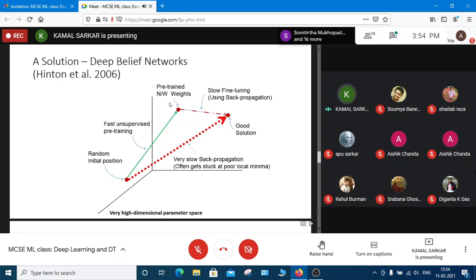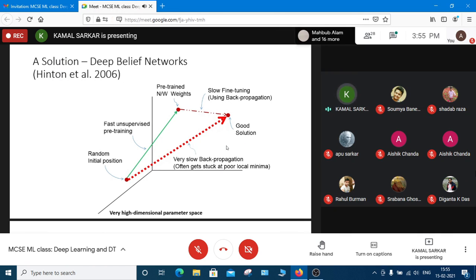Whenever you are pre-training the model, it takes you very close to the solution point, and whenever you are fine tuning, you are quickly getting the solution. This is the idea. Using the pre-training, we are getting very close to the solution point, and now, whenever you apply the fine tuning, you quickly get a good solution. That is why deep belief networks, which are actually deep neural networks, use layer-wise pre-training that performs better than the traditional backpropagation algorithm on deep neural networks.